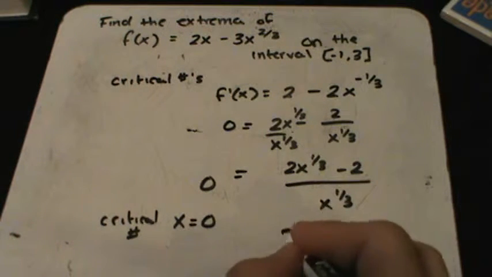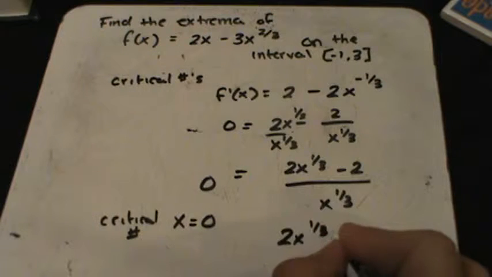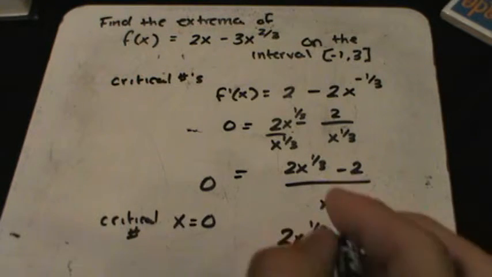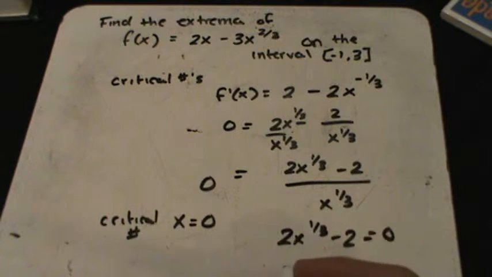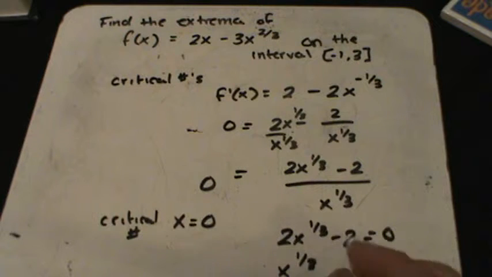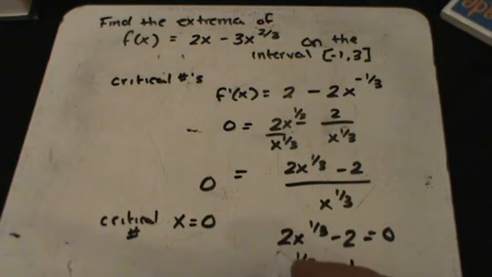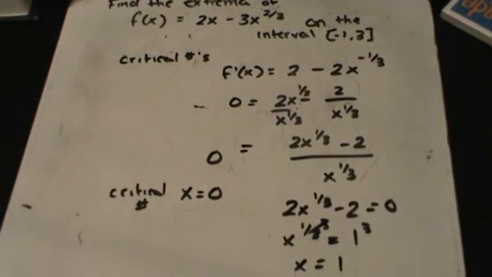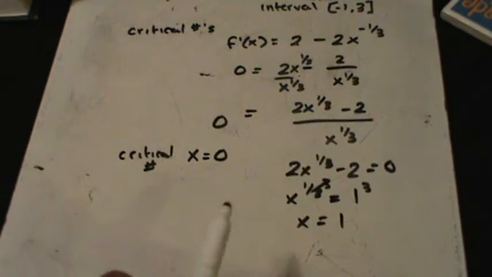The next one: a fraction can only equal 0 when the numerator equals 0. So all we really have to do is solve the numerator for 0. So I can go ahead and add 2, divide by 2, which really just gives me 1. And then I can cube both sides. So x equals 1 is again our critical number.